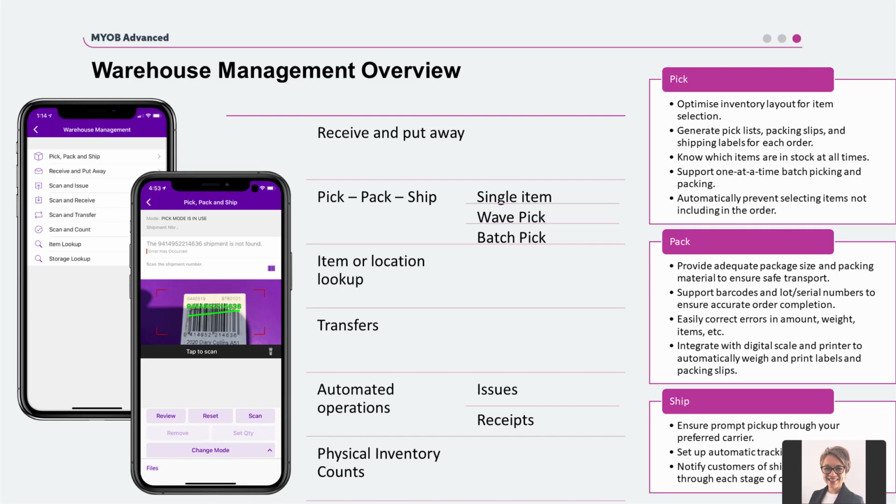But the other things that you could do, for example, is also item or location lookup. As I mentioned, you're walking around the warehouse, you see something out of sorts, you can look it up, and again, you can also do a transfer if something is not in the right location. You can move items within the warehouse, and then all the transactions will post automatically to Advanced. So again, here we're talking about automated operations for our issues, my receipts, everything takes place in real time. It's a direct connect directly into the database, and then we can also assist with those physical inventory counts that some of you are doing monthly, quarterly, or annually.